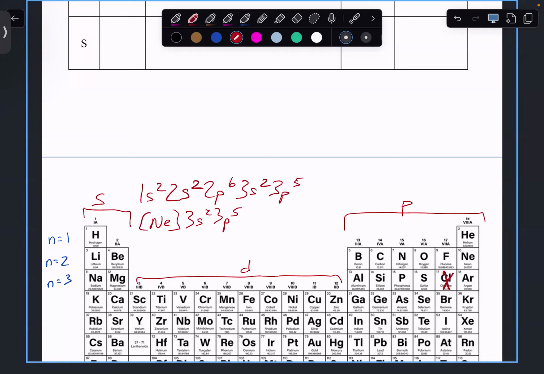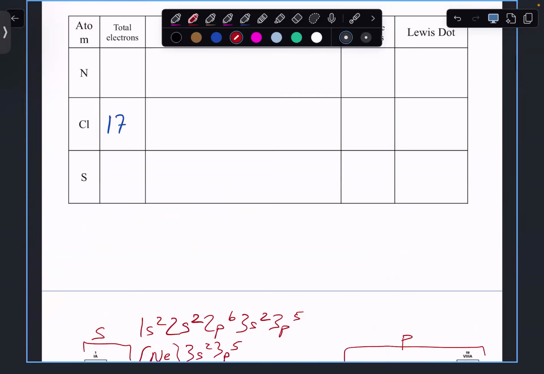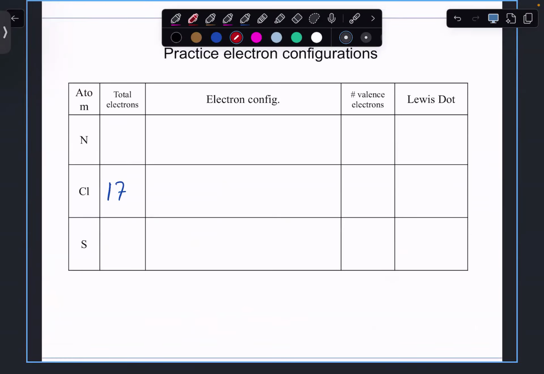So if I were to ask you how many valence electrons chlorine has, all you have to do is add up the superscripts. In the outermost shell, which for chlorine is the third principal electronic shell, there are 2 plus 5. There are 7 electrons in the outermost shell, or said another way, we have 7 valence electrons.